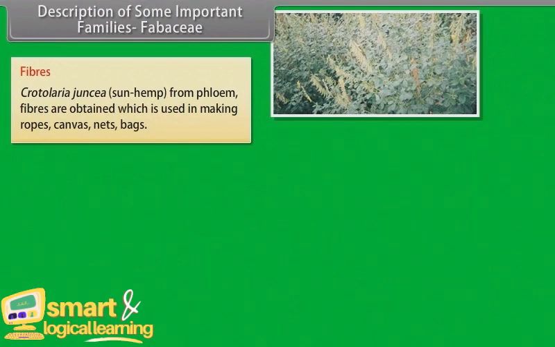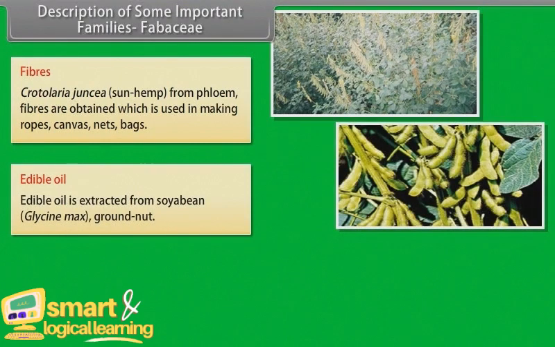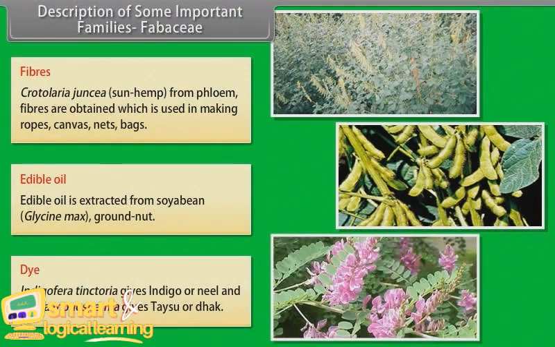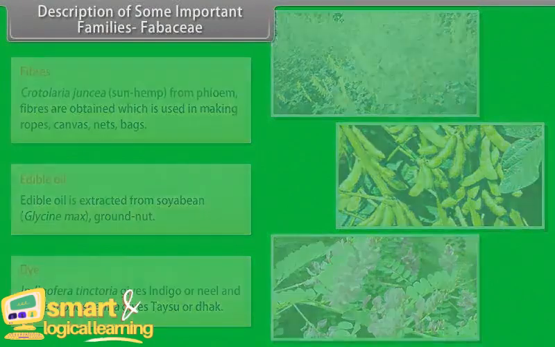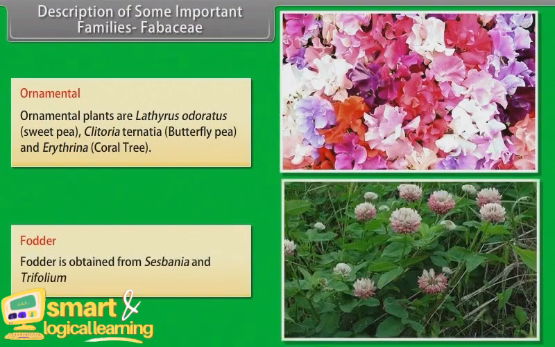Fibers. Crotalaria juncea, sunhemp. From phloem, fibers are obtained, which are used in making ropes, canvas, nets, bags. Edible oil. Edible oil is extracted from soybean, Glycine max, and groundnut. Dye. Indigofera tinctoria gives indigo or neel, and Butea monosperma gives tesu or dhak. Ornamental. Ornamental plants are Lathyrus odoratus, sweet pea, Clitoria ternatea, butterfly pea, and Erythrina, coral tree. Fodder. Fodder is obtained from Sesbania and Trifolium.